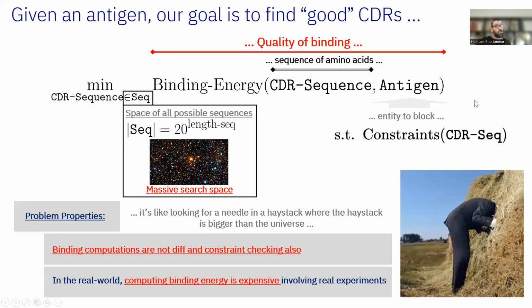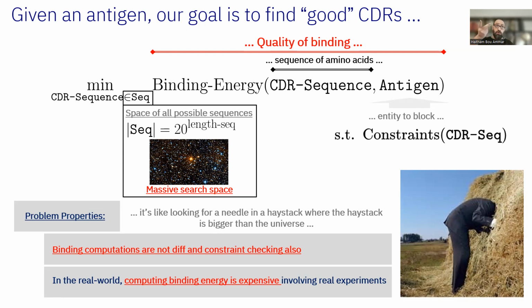On top, you also have a set of constraints because not all sequences are good sequences. Some sequences might have high toxicity. Some sequences might not be stable enough. So what you really want to do is find that optimal set of amino acid sequences that will bind well to your antigen while meeting the constraints.